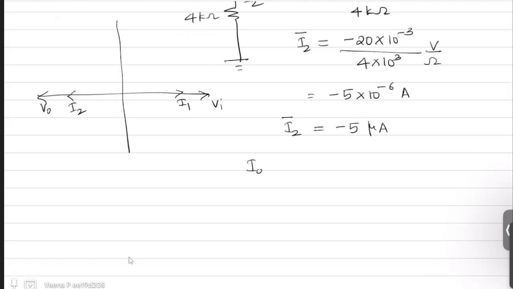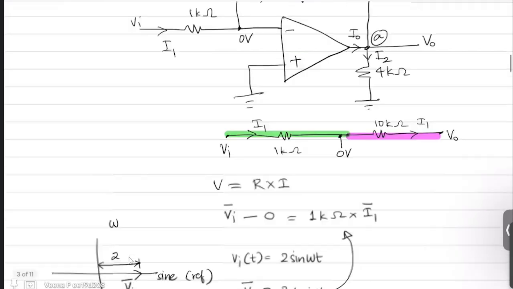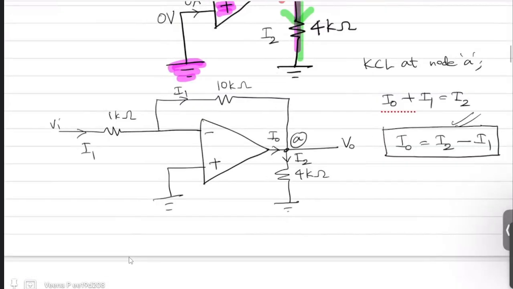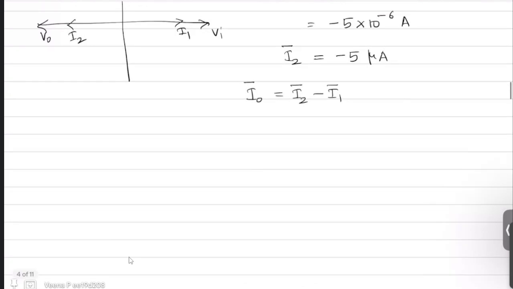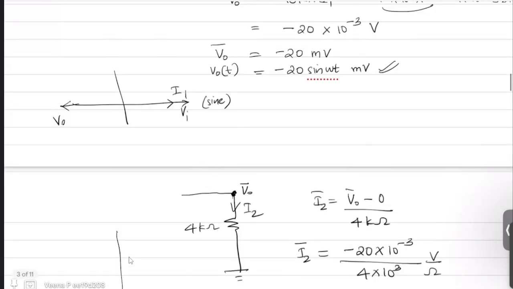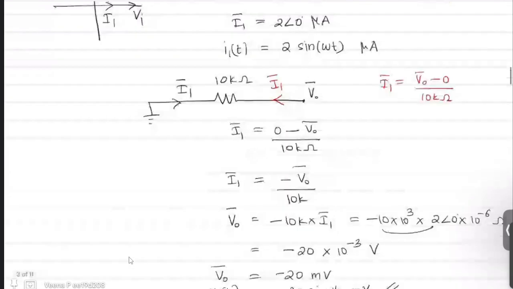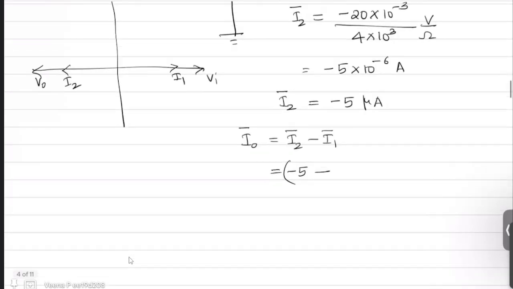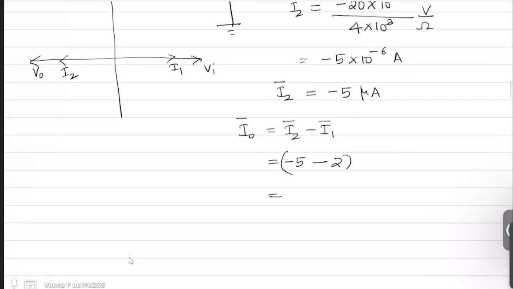Now let us see what is your I0. You got your I0 as I2 minus I1, right? I0 is I2 minus I1. Now what is I2? We obtained I2 as minus 5 and I1 is 2. So this is minus 7. So I0 is minus 7 microampere.